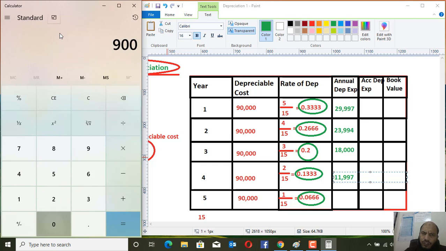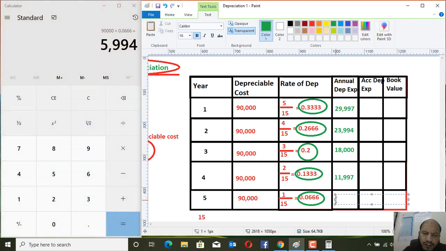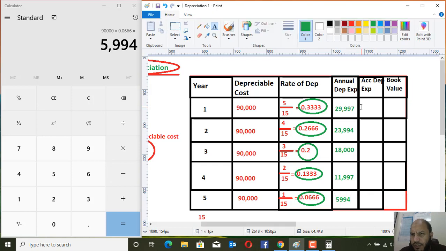And then we have the last value, where we have 90,000 again, and we multiply that with 0.0666. This is equal to 5,994. So let's find the accumulated depreciation expenses.